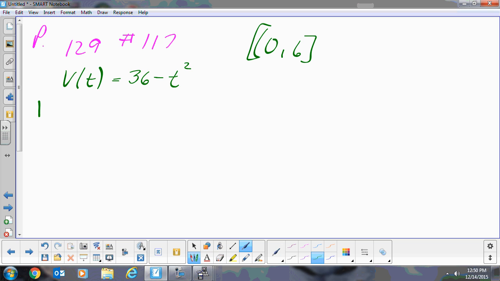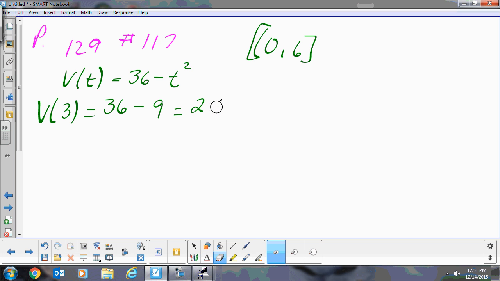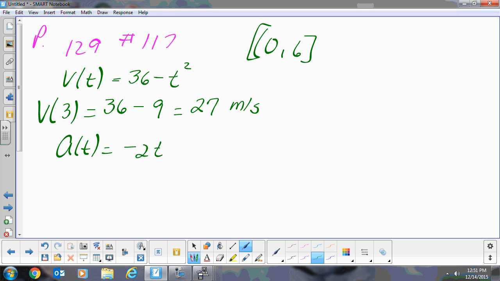Well, can we do that right now? At least for velocity? 36 minus 3 times 3 is 9, which is 25? Maybe? Gosh darn it. Figured that was too easy. Okay, so that's 27, what? Meters per second. How am I going to get acceleration at that? So that's going to be negative 2t, so the acceleration at 3 is going to be negative 6 what? Meters per second squared. All right, there's a negative.